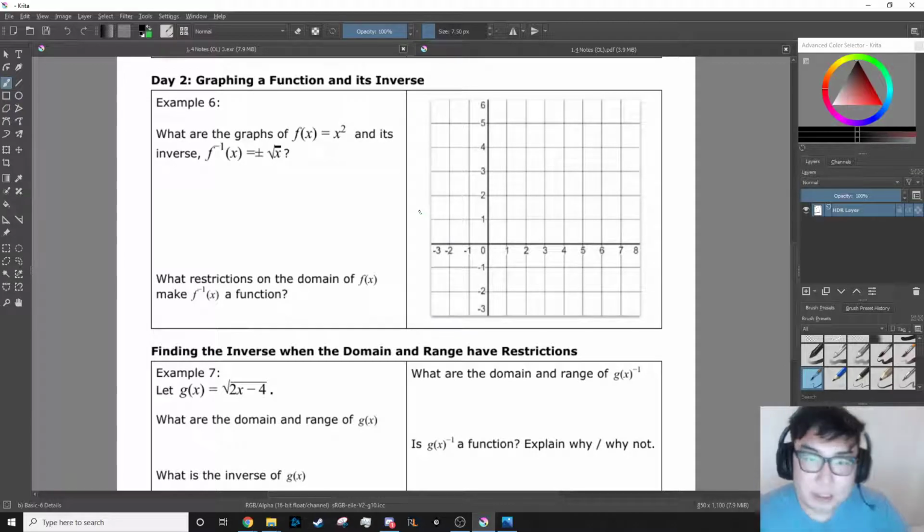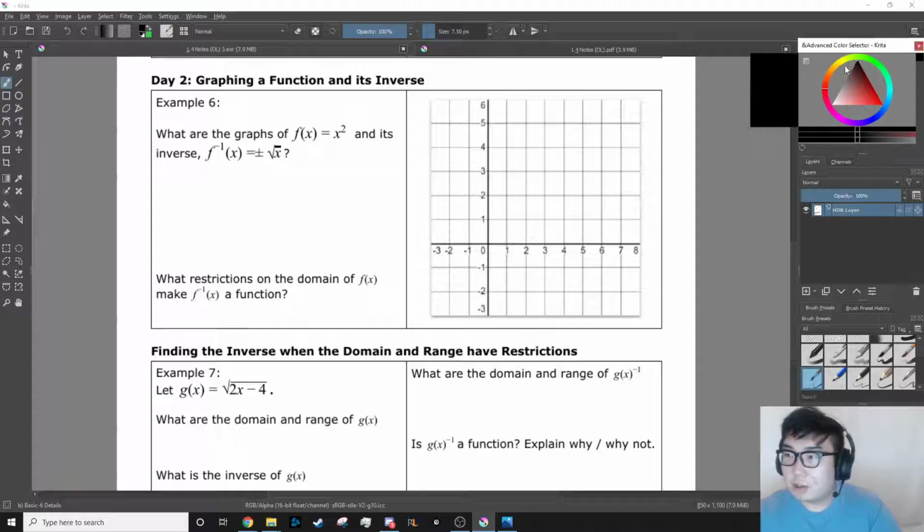So example 6. What are the graphs of f of x and its inverse, f to the power of -1, which is f inverse of x, plus or minus square root of x? So first things first, let's graph this x squared, which should look like so.